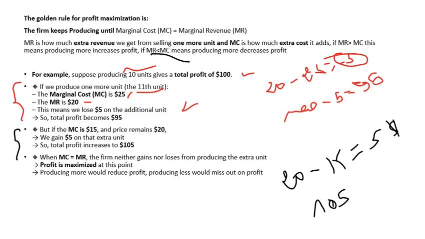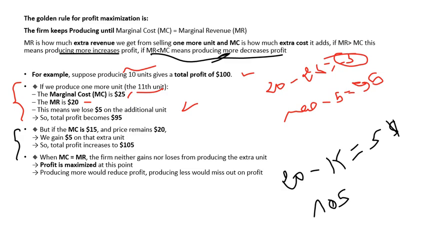Here the firm is increasing its profits by producing more units. So the firm here will keep producing until producing more doesn't add anything.